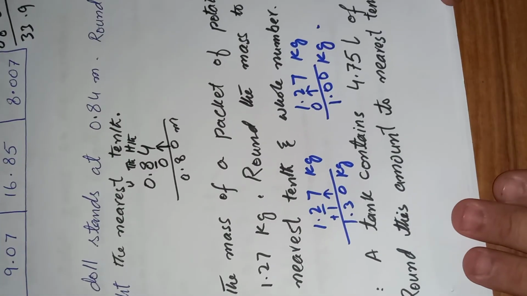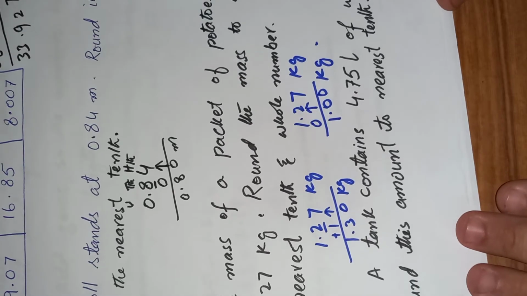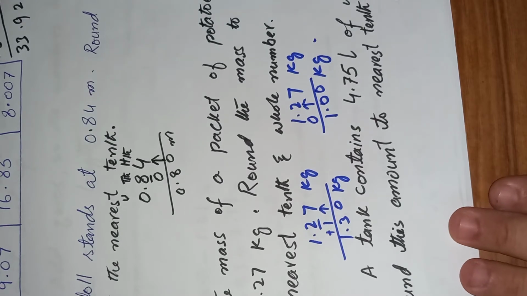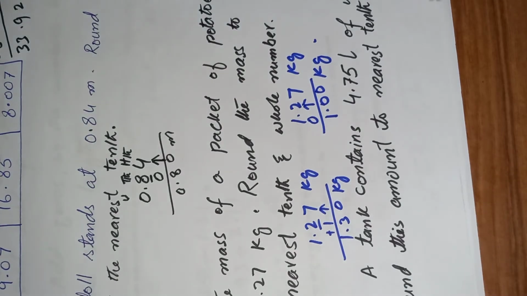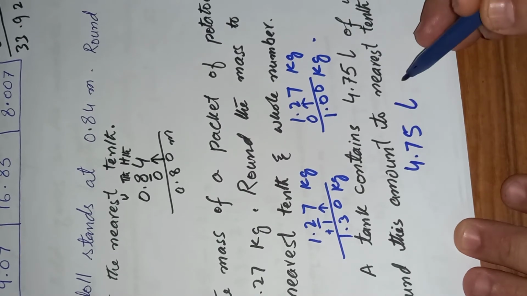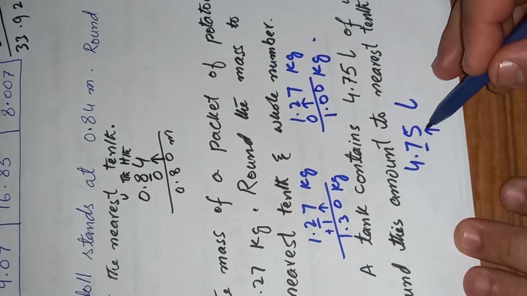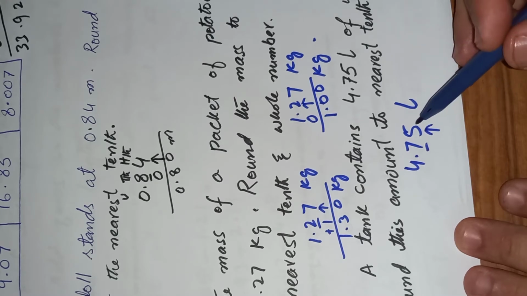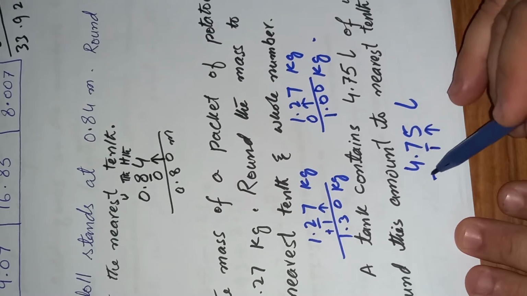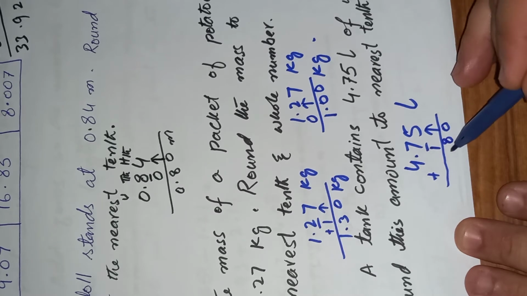The last question is about a tank containing 4.75 liters of water; round this amount to the nearest tenth. So we have to round this amount, 4.75 liters, to the nearest tenth. Underlining this and putting an arrowhead for this, it is 5 or more than 5, clearly we can see. So we will add 1 over here, and this will make 0. This becomes 8 and 4.